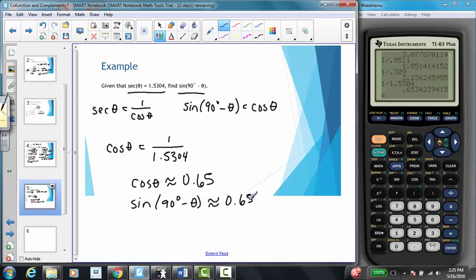Okay, and that's really all there is to know about cofunctions and complements.